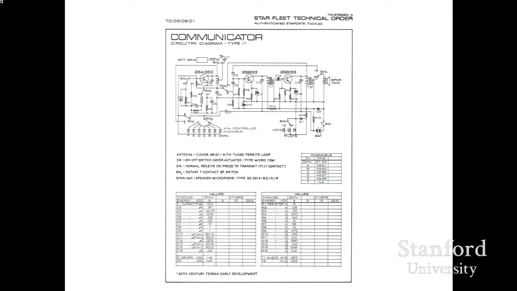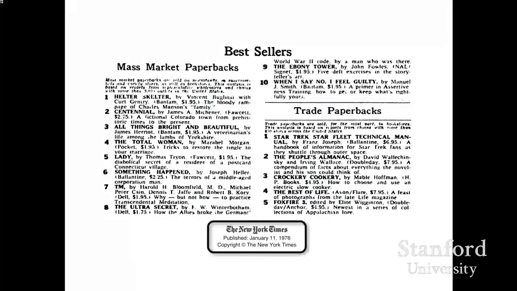Look, it's got crystals for each one of the channels. Remember those? You used crystals. It's got 3 transistors, a bunch of switches, a battery. Of course, it makes absolutely perfectly good sense. Look, it's even got a parts list. Amazing. So this was a book that this guy, Franz Joseph, wrote.